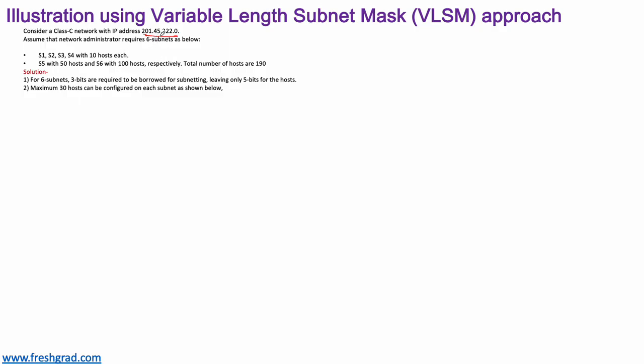20.201.45.222.0, this is our IP address. This is a /24 IP address. This is a class C IP address. Now we want to divide it. How many subnets do we need in total? We need a total of 6 subnets, right? 4 subnets with 10 hosts, 1 subnet with 50 hosts, and 1 subnet with 100 hosts. So let's do it.